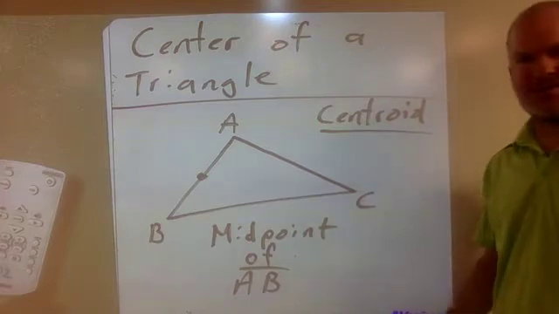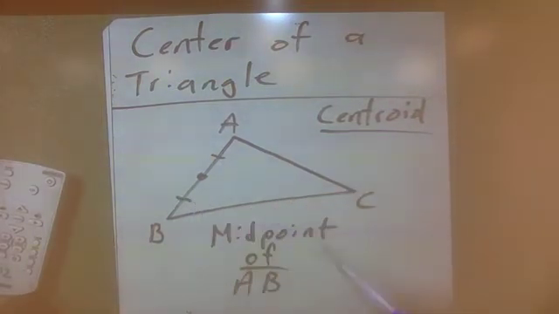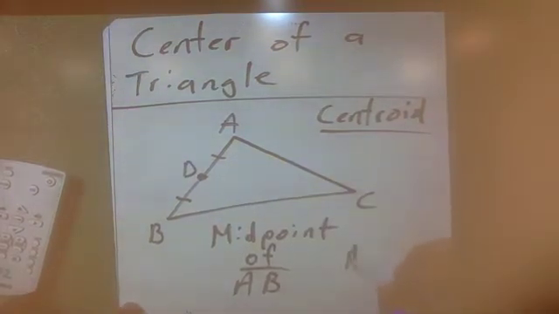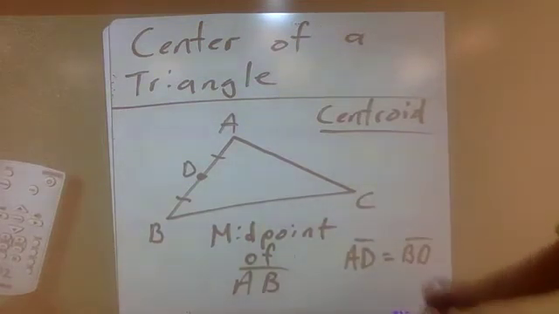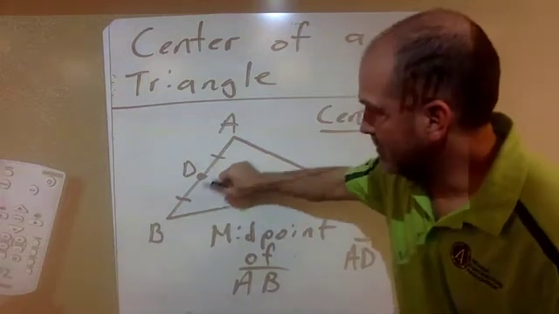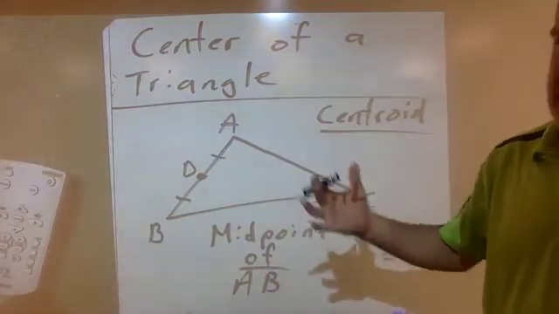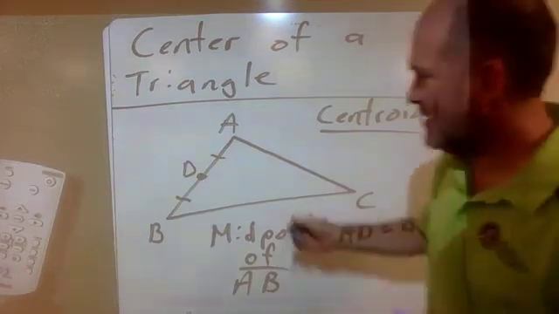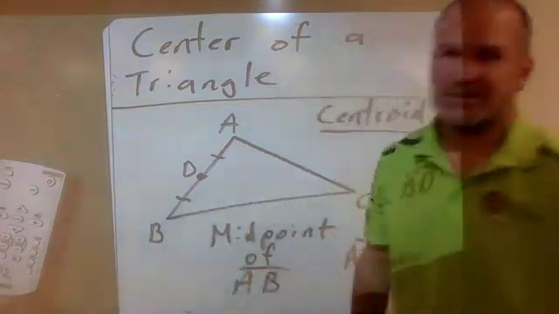How I'm going to represent that is I'm going to put a little tick mark here and a little tick mark there. I'll call this point D. And now AD is congruent to BD because I just split AB in half and created 2 equal segments, because if you split something in half, you've got 2 equal parts. If you split $1 in half, you've got 2 equal piles of 50 cents. If you split a segment in half, you've got 2 equally lengthed segments.